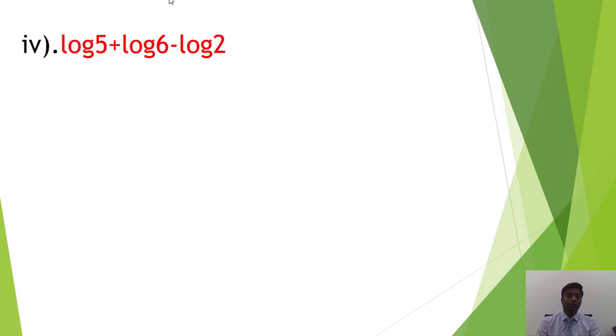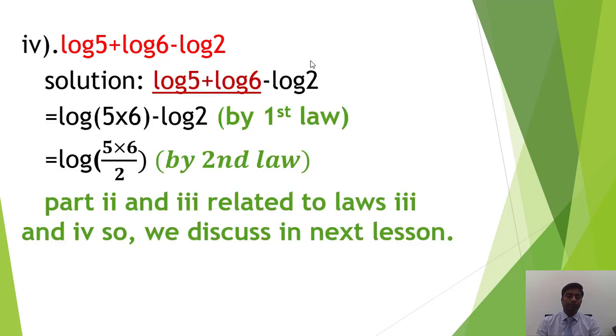Part 4. Log 5 plus log 6 minus log 2. Solution: log 5 plus log 6 minus log 2. The sum of two logarithms log 5 plus log 6 can be written as the log of product of two numbers. That is, log 5 multiplied by 6 minus log 2 by first law.